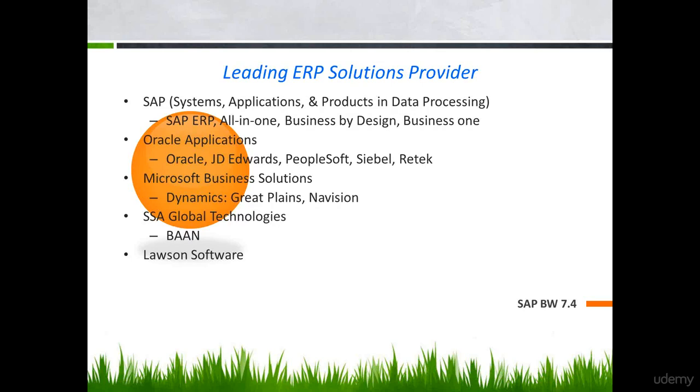Now that I've said what enterprise resource planning or ERP is, you need to know who the service providers or solution providers for this ERP are. When it comes to ERP, the leading software in the market is SAP. That's the number one software in ERP. SAP stands for Systems, Applications, and Products in Data Processing. So we are going to learn about SAP.